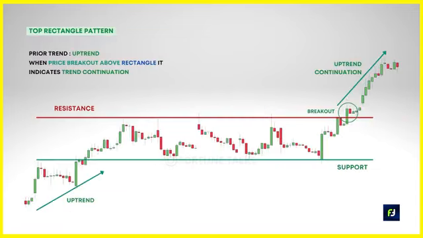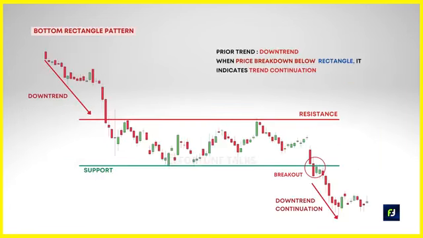As I have mentioned, the top rectangle is seen during an uptrend, and you would need to notice a breakout through the upper level of the pattern. Now this will confirm that the bullish move is coming back, and traders can look to enter long positions when the pattern forms a break above the resistance level to continue with the bullish trend.